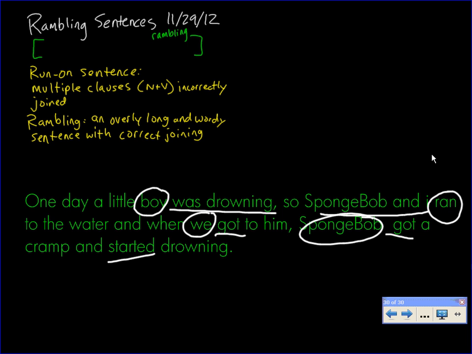So we should be looking for, wait, 1, 2, 3, 4. We should be looking for three conjunctions. Can somebody find them? So. So is correct. Heather, find another one. Yes, and is another one. The last one's a little bit harder to see because it's not in the place where you would expect it to be. Nope. It's actually when. When joins this one and this one. So it says, when we got to him, SpongeBob got a cramp. It's showing how those two relate to each other. So the joining word is still there. It's just out of place a little bit. Mia.